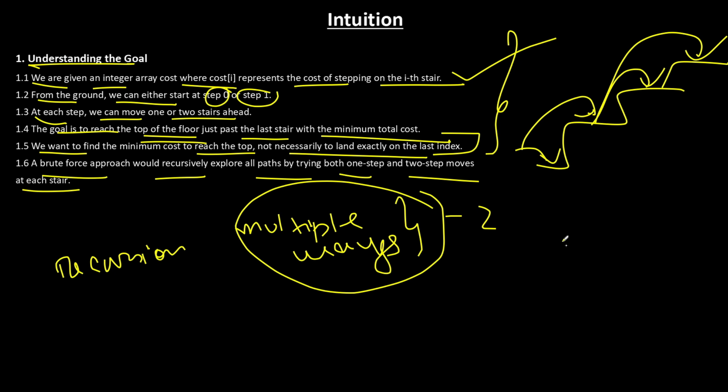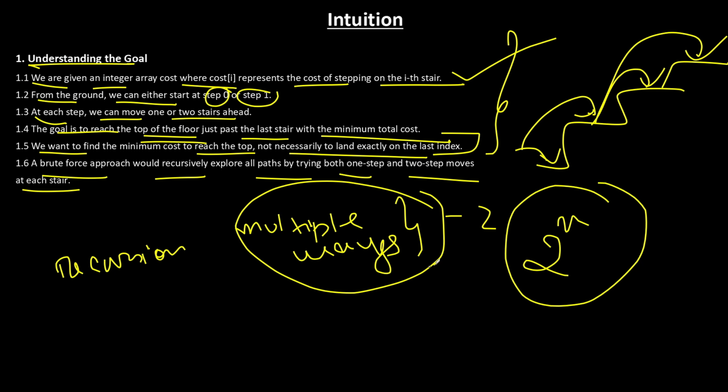Now the time complexity for this will become 2 to the power n. The reason being, for each step we have two ways, either we could go one step or we could go two steps, right? So this is what the problem is all about. Let's move to the next slide.